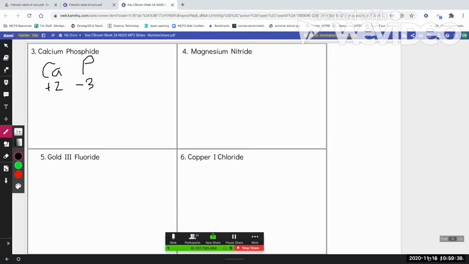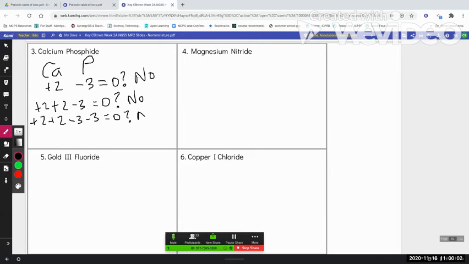Okay. So these do not equal 0. So now if I do +2 + 2 minus 3 to see if it equals 0, the answer is still no. +2 + 2 minus 3 does not equal 0, still no. +2 + 2 + 2 minus 3 equals 0. Yes. So since I have 3 +2s, I have Ca3P2.